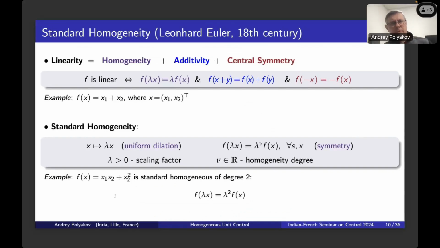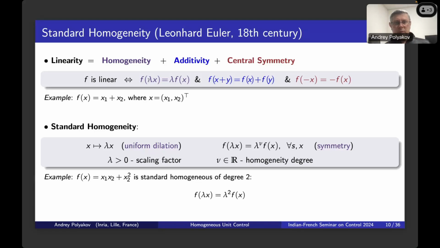Homogeneity has a very long history. The standard homogeneity has been studied since the 18th century. We can find homogeneity in the context of linear systems as one of the properties of linearity. So if we have some linear mapping, by definition this means that it is homogeneous and additive. This is just the definition of linearity. This property is known as homogeneity in mathematics.